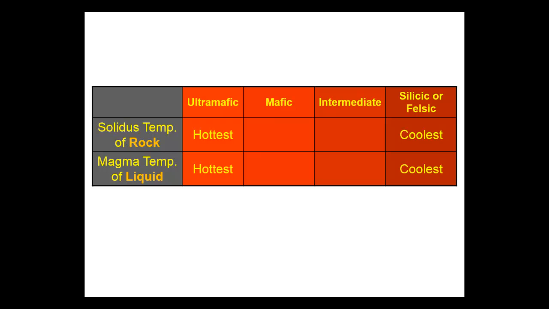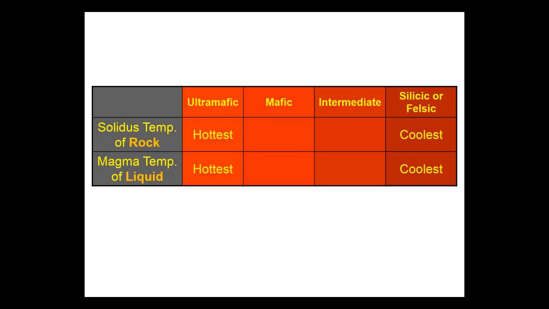Here I've highlighted those bottom two rows. So the top row here is the solidus temperature of the rock, and the bottom row is the temperature of the magma, of the liquid. And we say that in both cases, ultramafic compositions have the highest solidus temperature and have the highest magmatic temperature, and silicic or felsic compositions have the coolest rock and liquid temperatures.